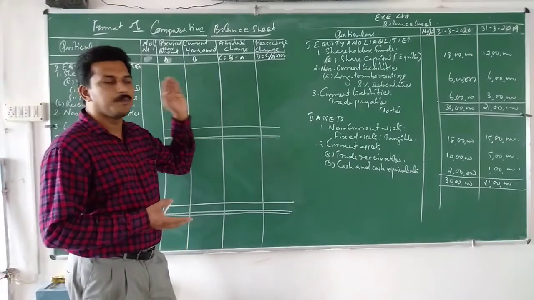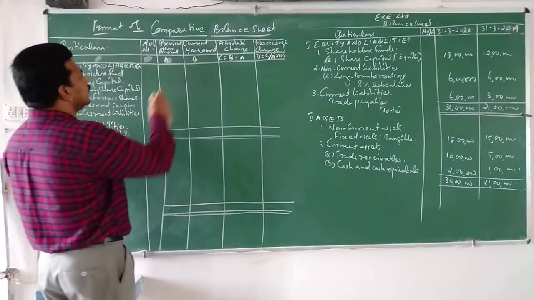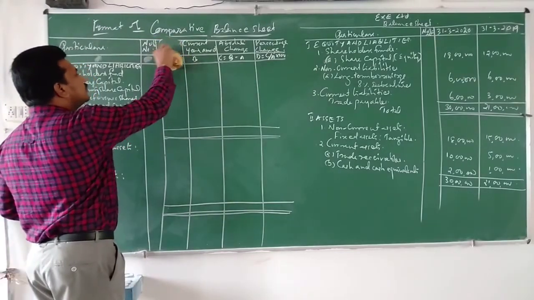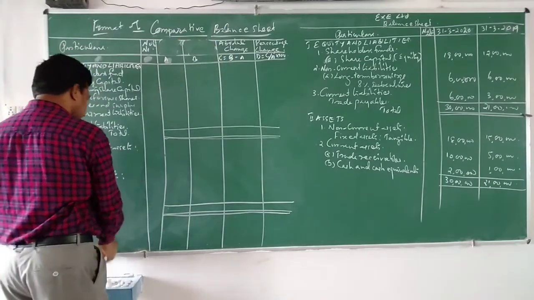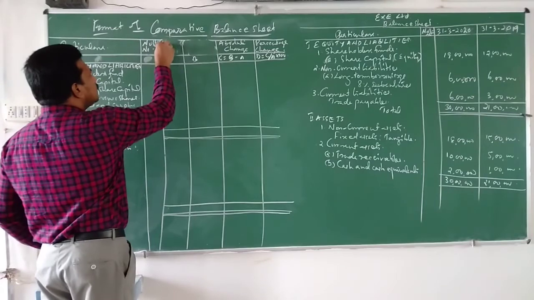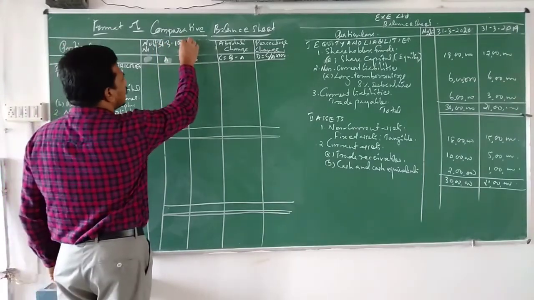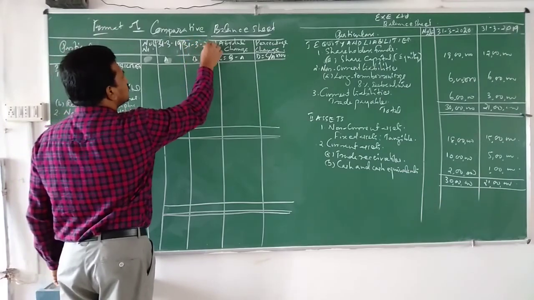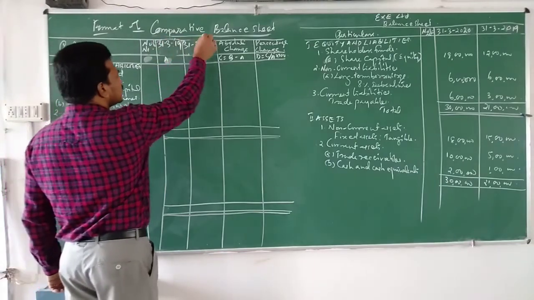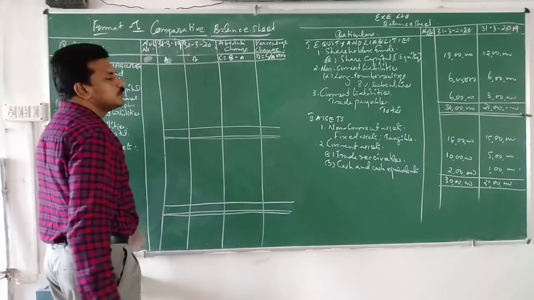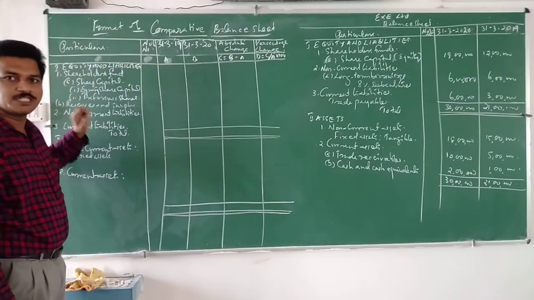And we are going to compare these two balance sheets. So previous year and current year we can mark here. Previous year is 31/3/2019. Current year is 31/3/2020. So this is the amount column for both the years. So in this format itself we are going to write.